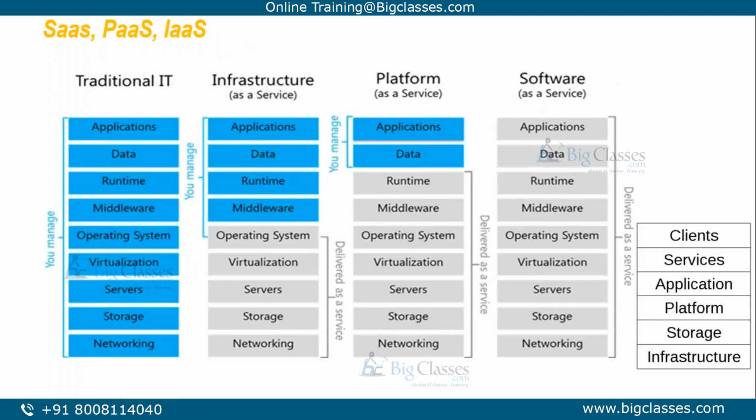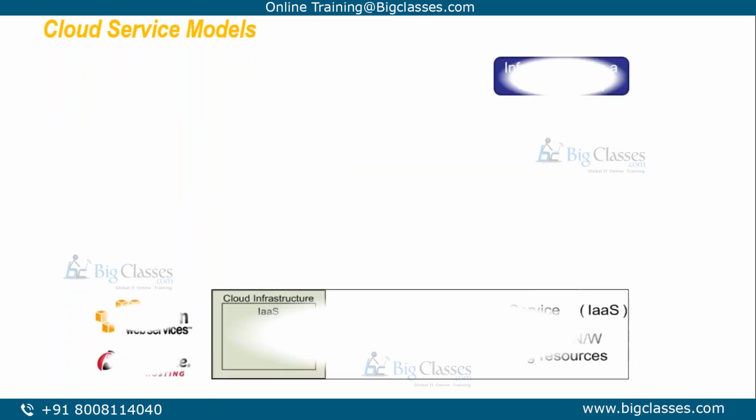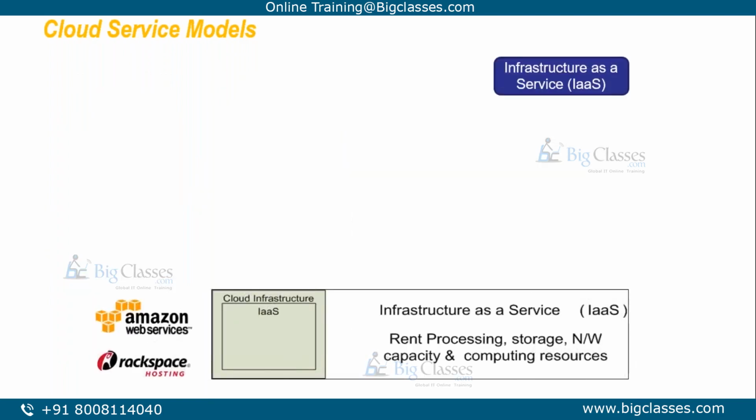I think we already discussed this. I'm just giving an example. If you see infrastructure as a service, it is renting processing, storage, network capacity, and computing resources. The reason to mention AWS or Rackspace here is that they started with infrastructure as a service. Now they are offering everything, platform as a service and software as a service, but their core area is where they started, infrastructure as a service.